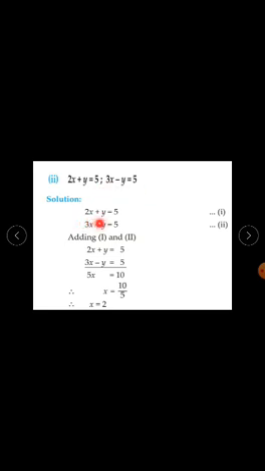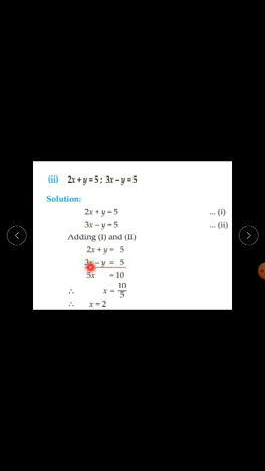So 2x plus y equal to 5 is your equation 1 and 3x minus y equal to 5 is your equation 2. In equation 1 the coefficient of the y variable is 1 and in equation 2 the coefficient of the y variable is minus 1. So we can eliminate y by adding equations 1 and 2. So, adding equation 1 and 2: 2x plus y equal to 5 plus 3x minus y equal to 5.